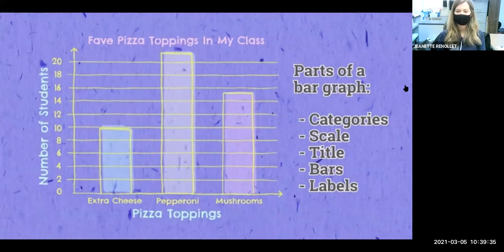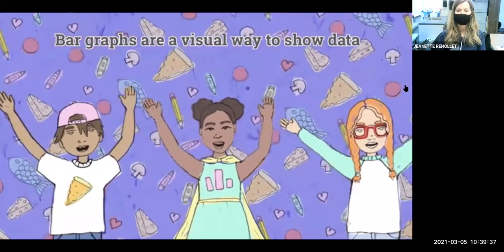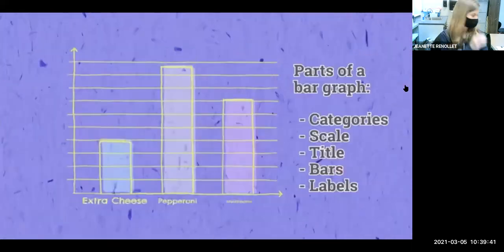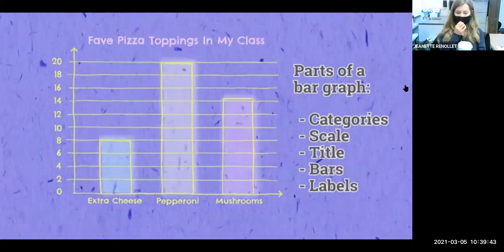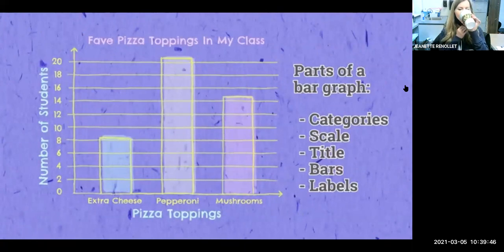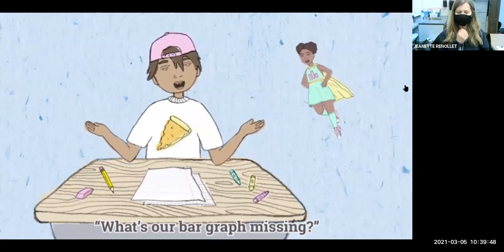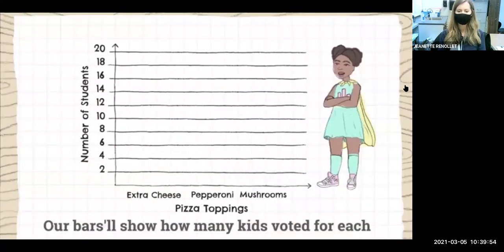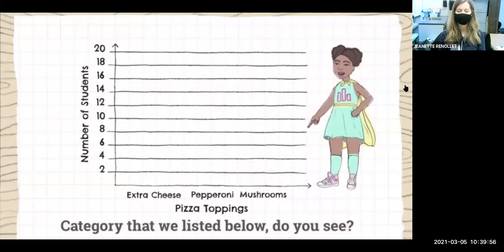Bar graphs are a visual way to show data. Parts of a bar graph, categories, the scale, title, bars, and the label. So many bars. Okay, bruh? What's our bar graph missing? It's missing bars. Oh, yeah. That's like the Indy 500 missing cars. Our bars will show how many kids voted for each category that we listed below.